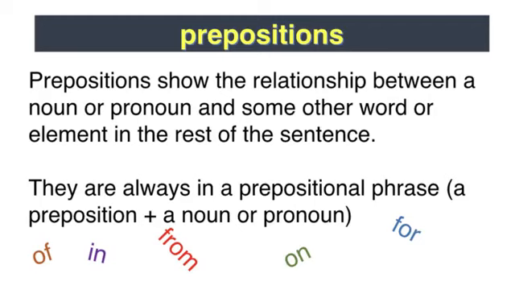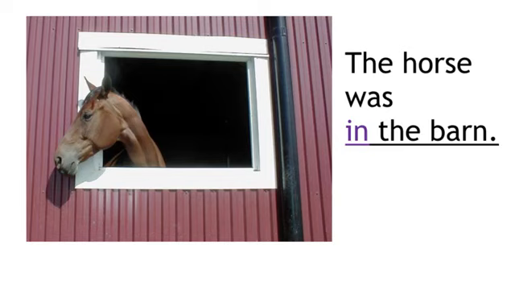Number 6, prepositions. Prepositions show the relationship between a noun or pronoun and some other word or element in the rest of the sentence. They are always in a prepositional phrase, which is a preposition with its noun or pronoun. Some examples are to, from, of, in. Let me show you with this sentence.